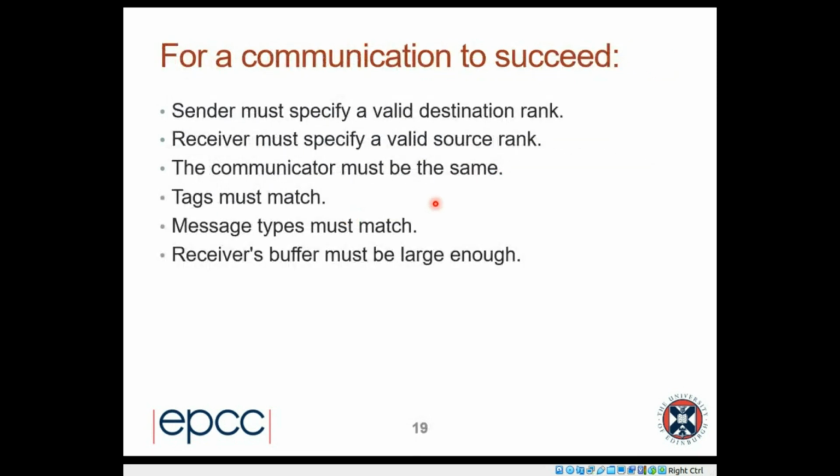So for communication to succeed, the sender must specify a valid destination rank. Obviously, the receiver must specify a valid source rank. The communicator must be the same. We'll come back to this, but communicators are guaranteed communication worlds. So a message is guaranteed to be ring fenced inside the communicator in which it was sent. The tags must match, the message types must match, and the receiver's buffer must be large enough. If the receiver's buffer is not large enough, then there is an error.